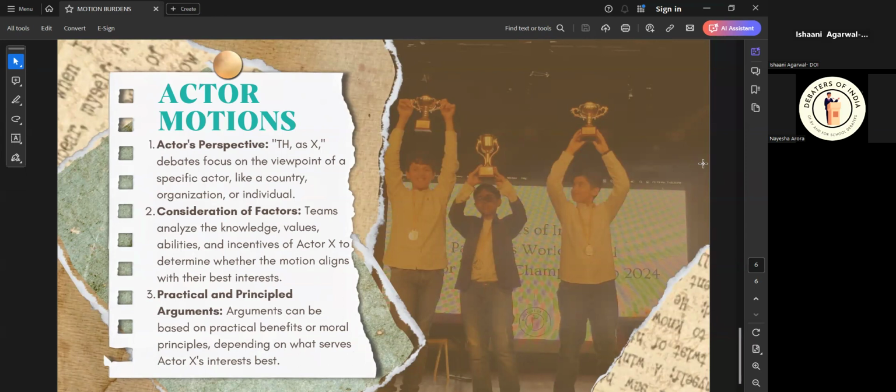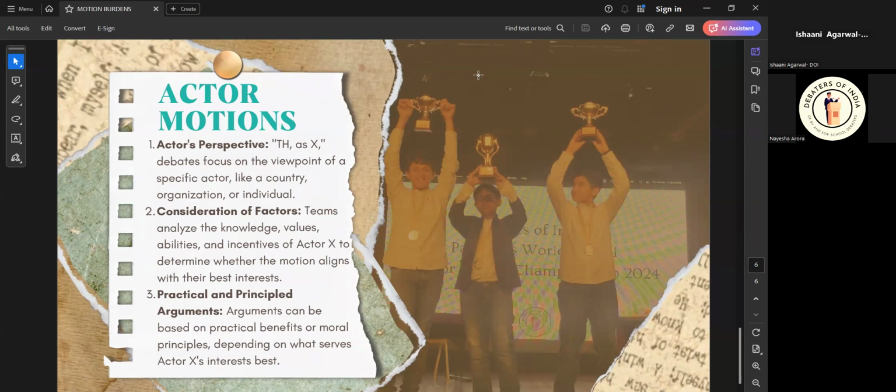So then you need to consider the factors and analyze the knowledge or the values or abilities of the actor. So let's say side proposition or government, you need to see the values, the abilities of a developing nation. You need to see what they require at that particular moment, what their needs are, what their knowledge about that particular subject is. And then on side opposition, you need to analyze how developing countries should not be taking loans from countries like China. So you understand the history of that particular developing country according to that motion, according to whether you support the motion or oppose the motion.